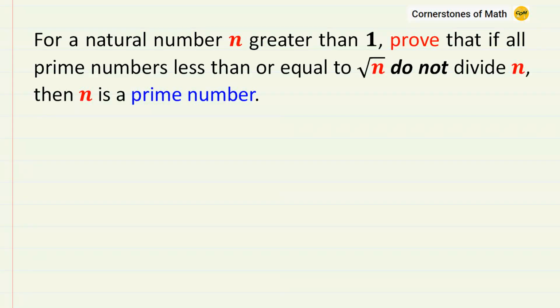Today I am going to talk about prime numbers. Here I am going to prove one simple and basic property regarding prime numbers. So the problem says, for a natural number n greater than 1, prove that if all prime numbers less than or equal to square root of n do not divide n, then n is a prime number.